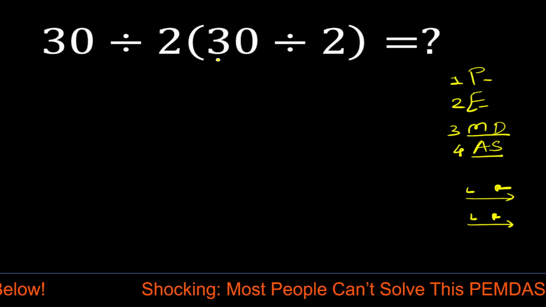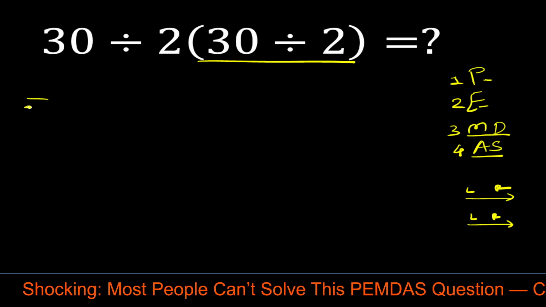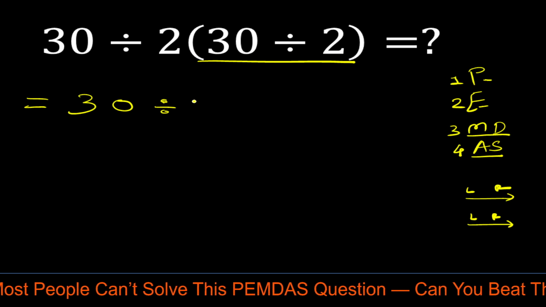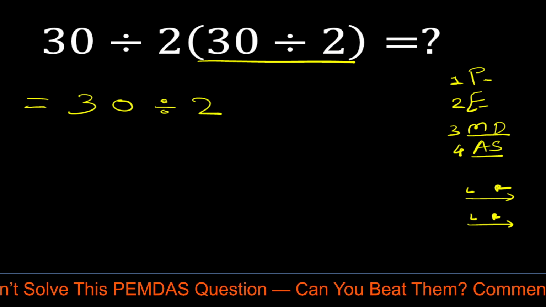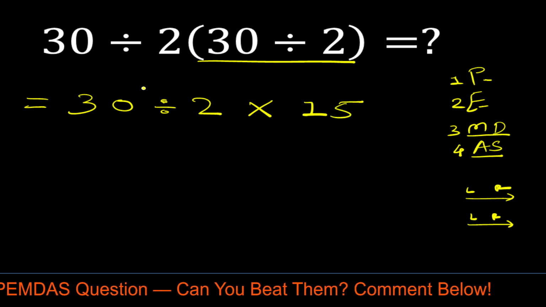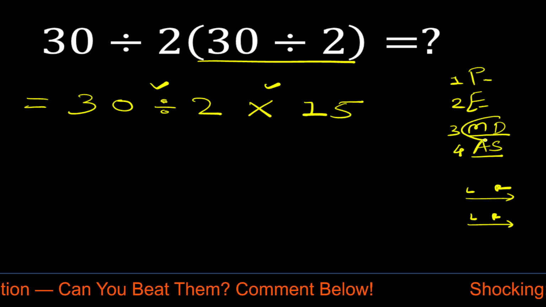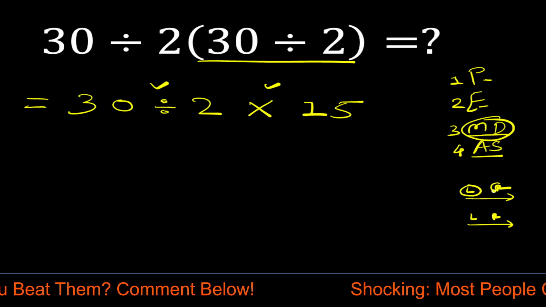So in this question, first we have to solve this parenthesis, right? So now 30 divided by 2. Now solve this parenthesis. 30 divided by 2 is equal to 15. So multiply 15. Now here we have one division and here multiplication. In multiplication and division both have equal priority, so we have to solve it from left to right.